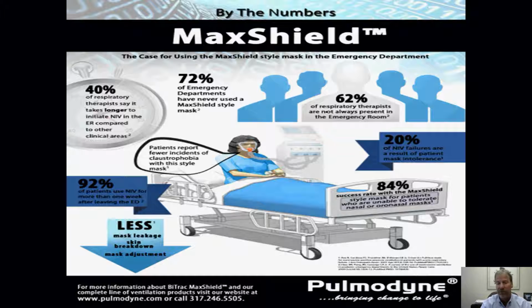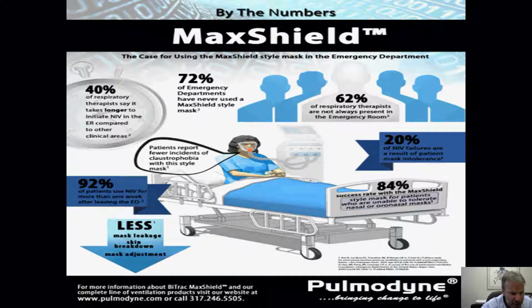And what's beautiful about the Max Shield is that it is really easy to fit a patient, whereas some of the full face masks are difficult to fit. The Max Shield will fit most everybody. 62% of respiratory therapists are not always present in the emergency room. So that means that a nurse or someone else has to fit the mask, and that's why the Max Shield should be better. 40% of respiratory therapists say it takes longer to initiate NIV in the ER compared to other clinical areas. I'm not sure why that would be.